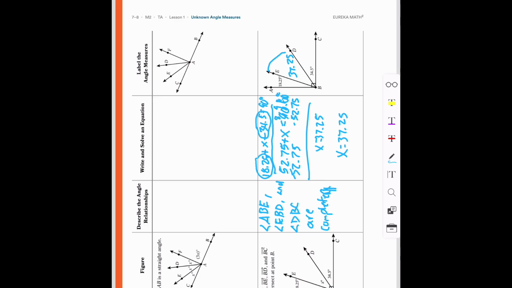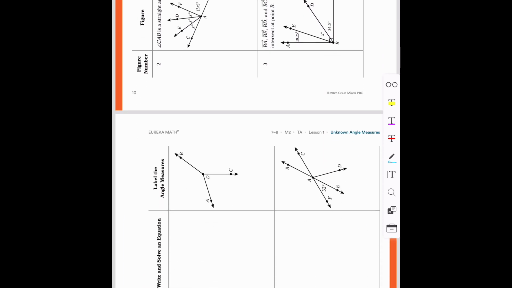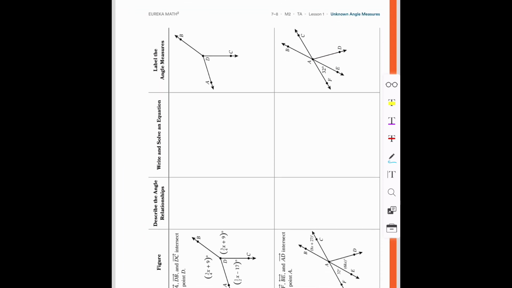37.25. And then, to check your work, you would just make sure when you plug in this number for x that they all add up to equal 90. They should, because our work should be accurate and correct. So that means that this angle right here where x is should be 37.25. Okay. Once again, it's pretty easy. Once you can identify your angle relationship, you should be able to get it done and work it out.